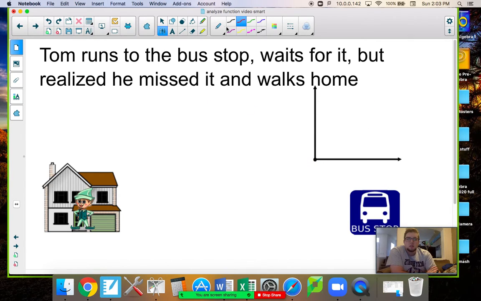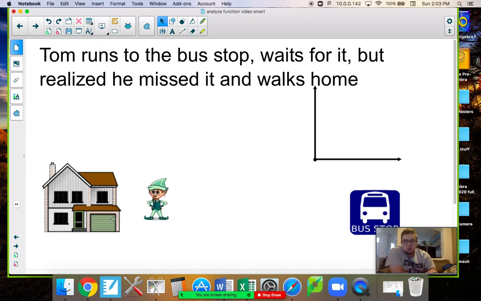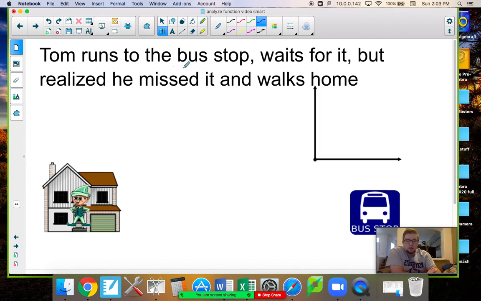Okay, Tom is going to run to the bus stop. So he runs to the bus stop, waits for a bit, and then walks home. So 3 parts to the story. So we have 3 lines. The first part is he runs. So that's quick. He starts at his house, 0, 0. Time is 0, distance is 0. And he runs to the bus stop. So here's the bus stop, however far away it is.